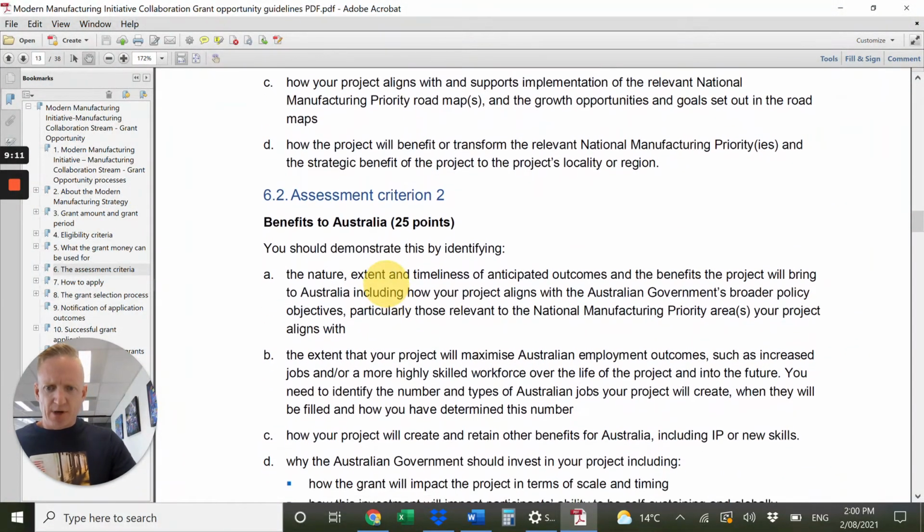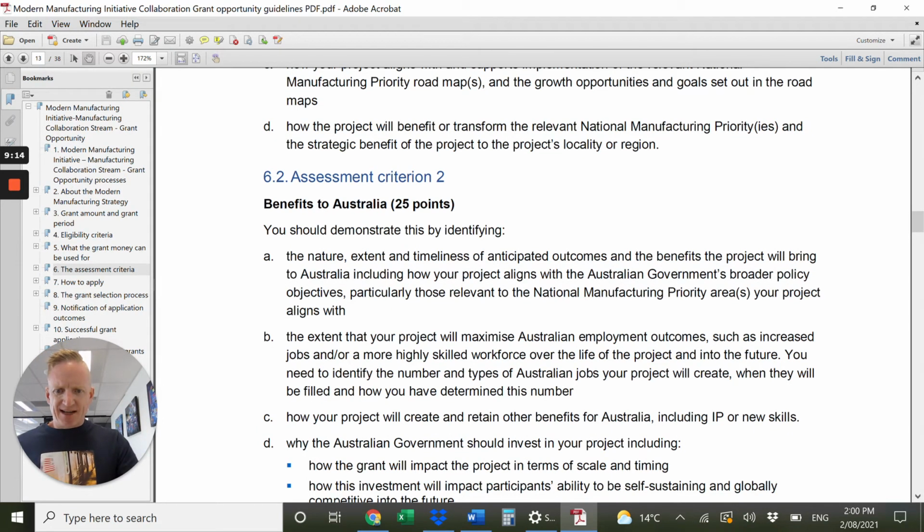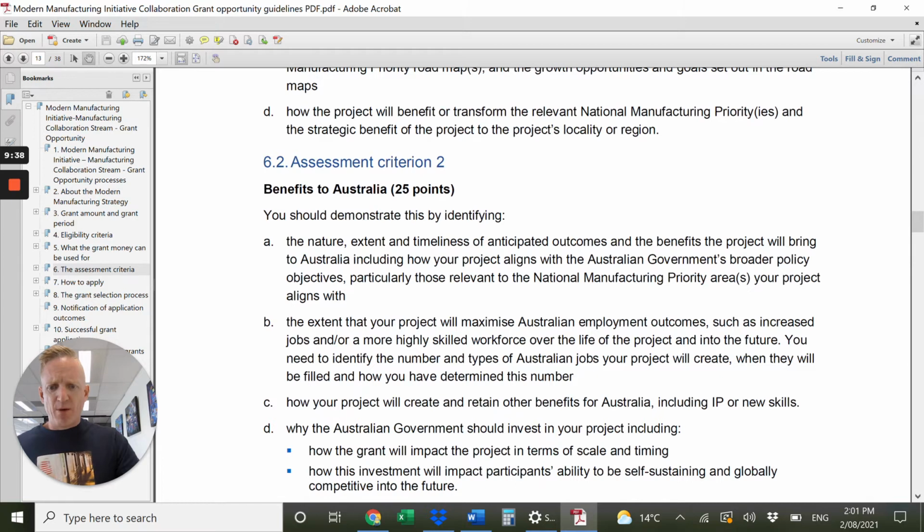Okay, so how you demonstrate the nature, extent and timeliness of anticipated outcomes and the benefits the project will bring to Australia, including how your project aligns to the government's broader policies and the national manufacturing priorities your project is aligned with. So once again, go and look at what those priority areas are, use them as headings and as guides to respond to. So the things I draw from this are the timeliness. So we want to see quick wins. Obviously, we're in the COVID environment now, so the quicker we can turn things around, the better it's going to look. And then the nature and extent. So that's really describing in more detail what those benefits are going to be.